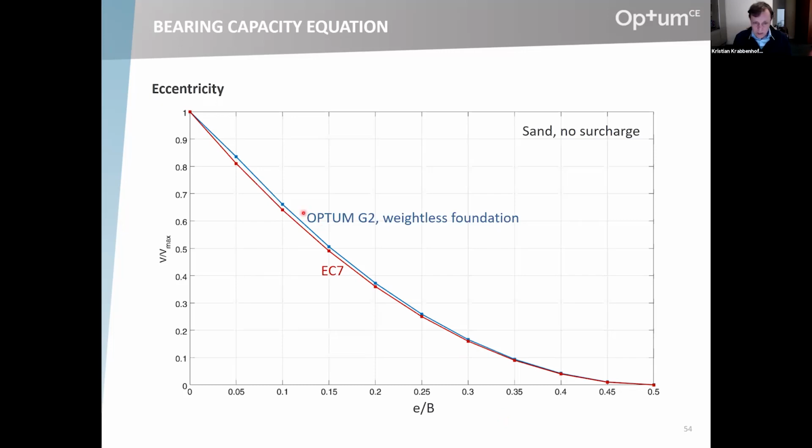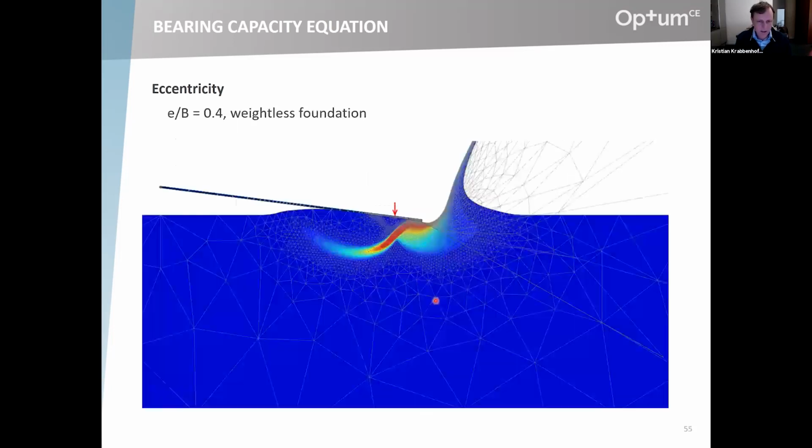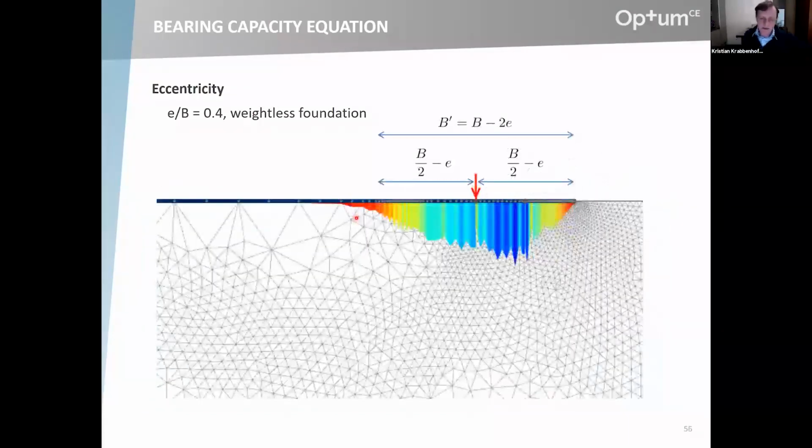So really, really good agreement between the code and the numerical analysis, and this is how it looks. This is for an eccentricity ratio of 0.4. So we have a really pretty significant lift off. And if you look at the stresses underneath the foundation, you will see that they are complying more or less with this. Not completely, but they're in pretty good agreement with the basic assumption that the part of the foundation that is actually in touch with the soil is the part corresponding to the effective width.